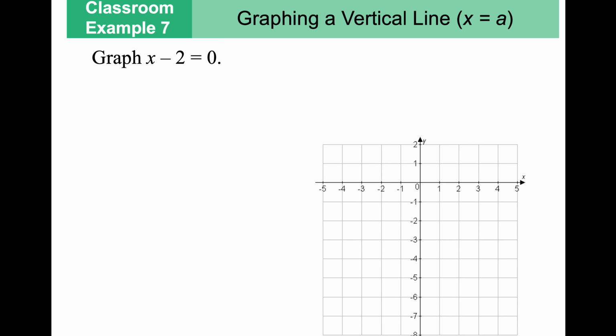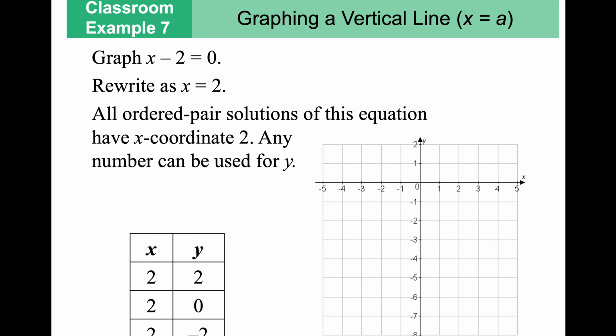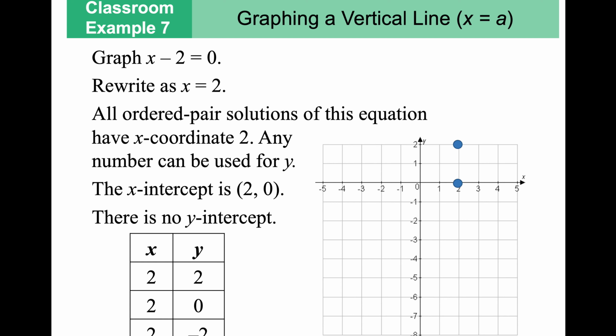Now, if I have x equals a number, this is different. X minus 2 equals 0. If I add 2 to both sides, I get x equals 2. So what do you think is going to happen? That was a horizontal line. This is going to be a vertical line. And it's a vertical line at x equals 2.